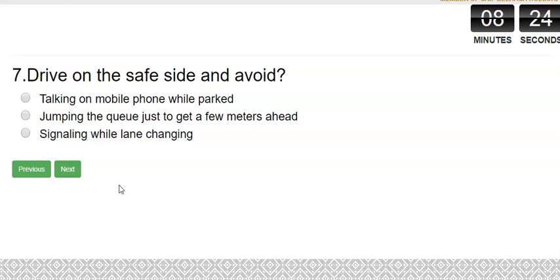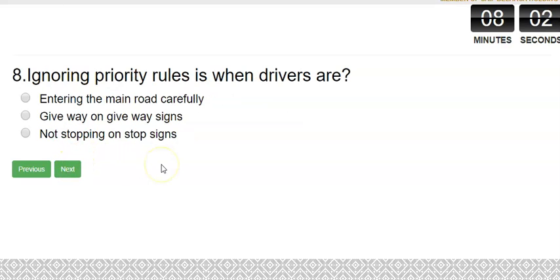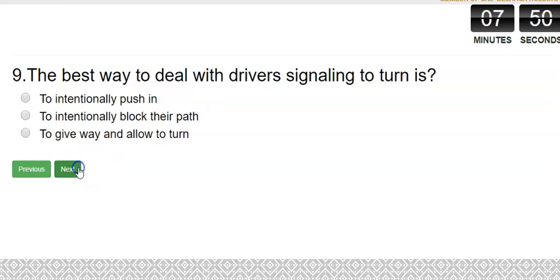Driving on the safe side and avoid talking on a mobile phone while parking. Jumping the queue just to get a few meters ahead. Signaling while lane changing. It says jumping the queue just to get a few meters ahead. That's the right answer. Ignoring the priority rule is when drivers are entering the main road carefully. Give way. Not stopping at the stop sign. So that's the correct answer.